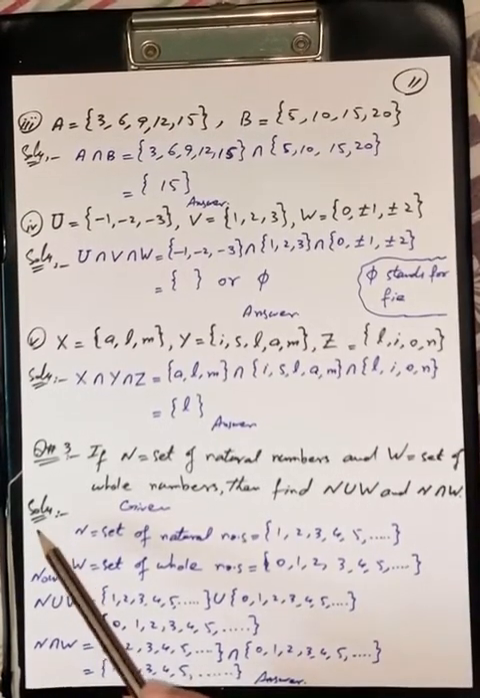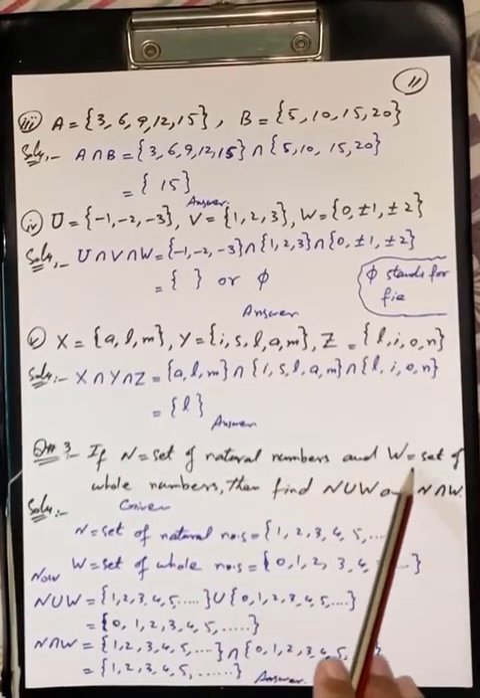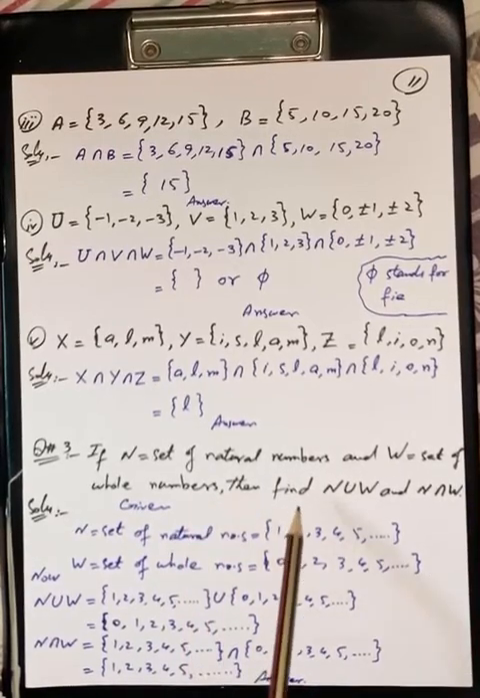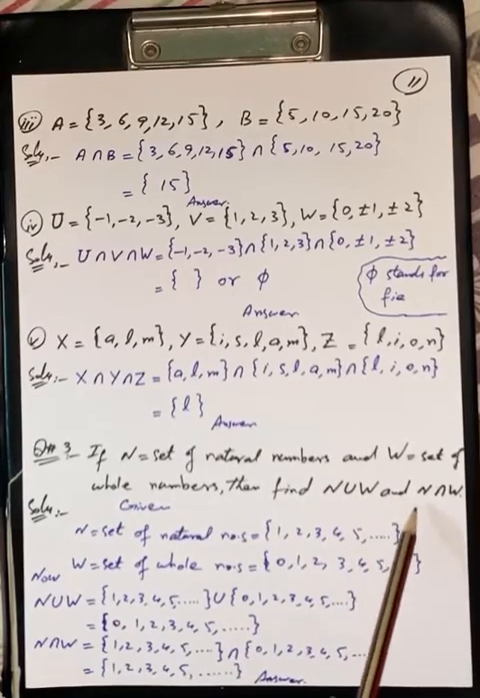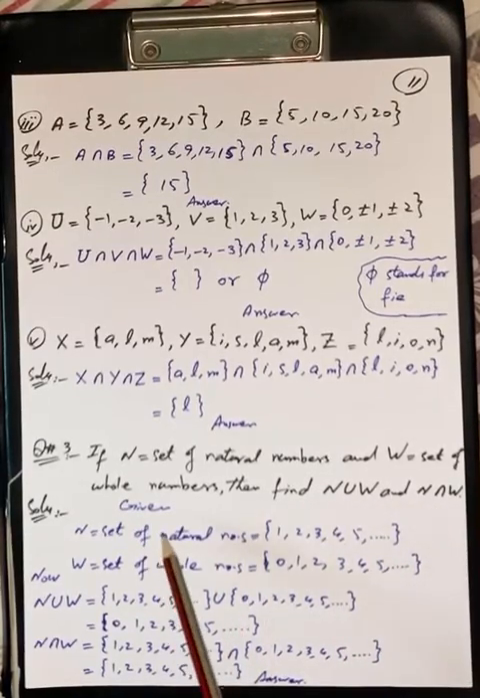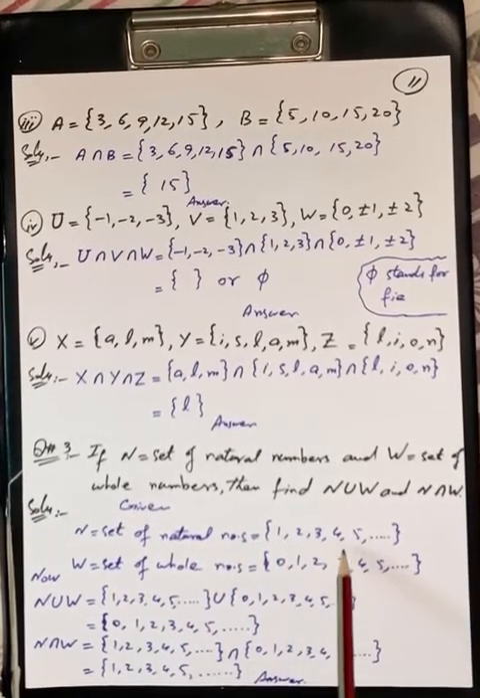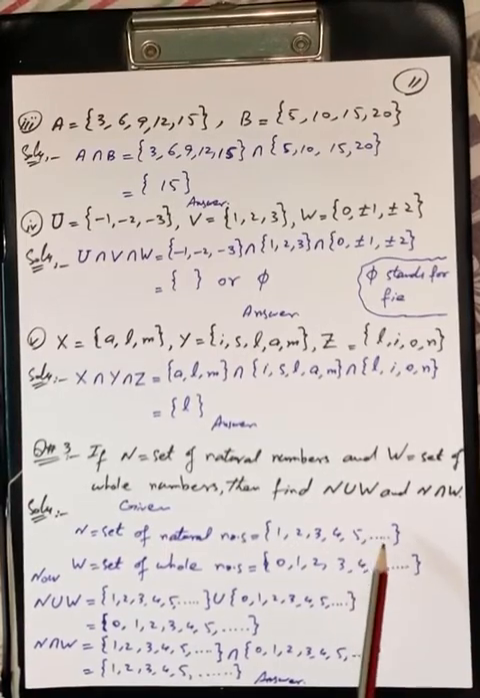Question number 3. If N is the set of natural numbers and W is the set of whole numbers, we remember it because in the first lecture I taught you all these things, then find N union W and N intersection W. What is given to me? N is the set of natural numbers. Natural numbers start from 1, 2, 3, 4, 5 and go on up to so on, because it's not ended.